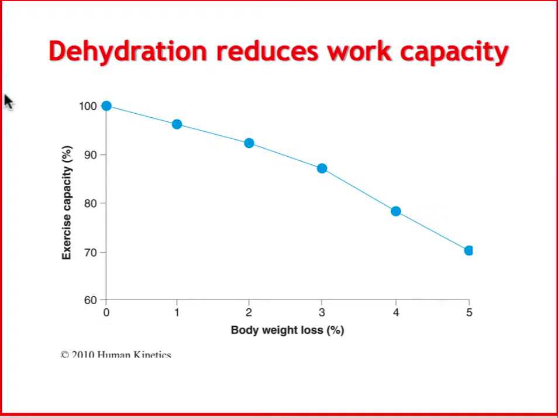And so this is a study that was done in a laboratory, and you can see how in the laboratory they showed that body weight loss of as much as 5% reduces exercise capacity by 30%. But the thing about this is that this was done in the laboratory.